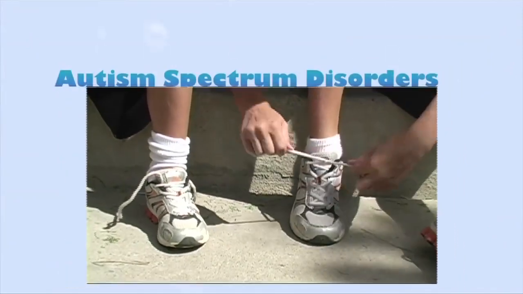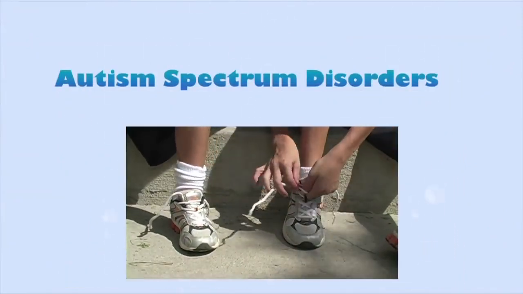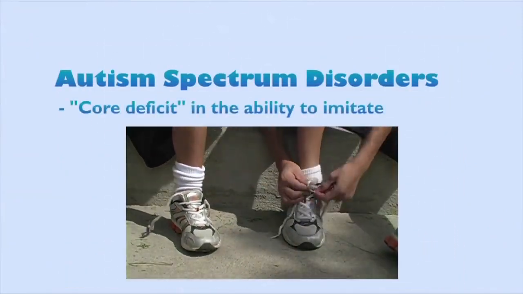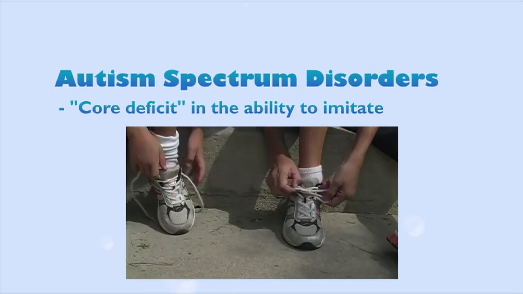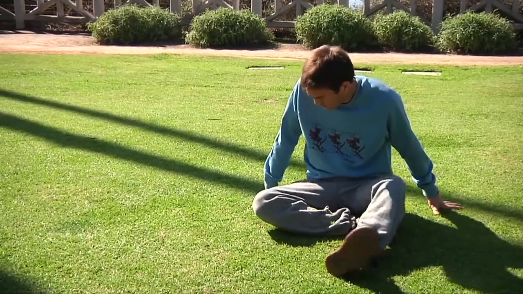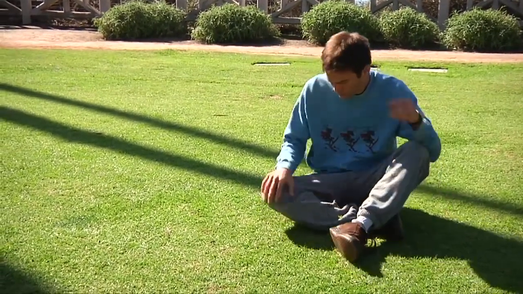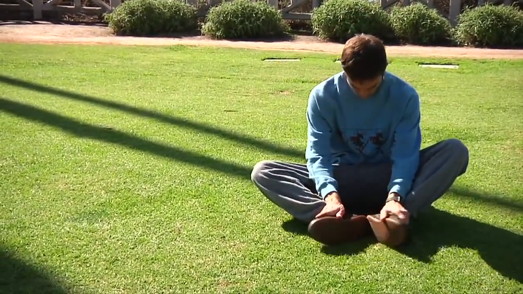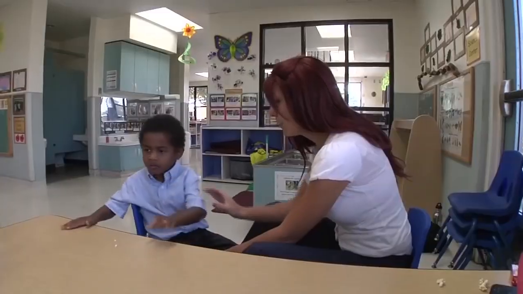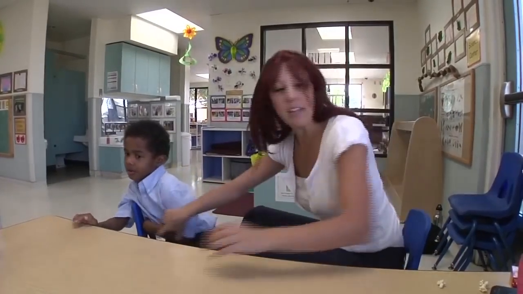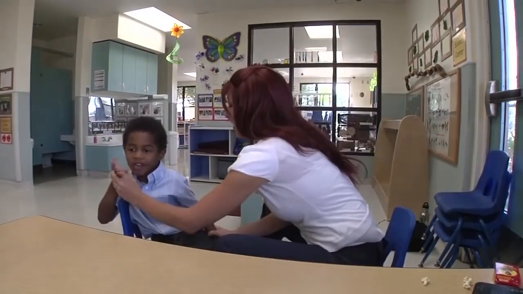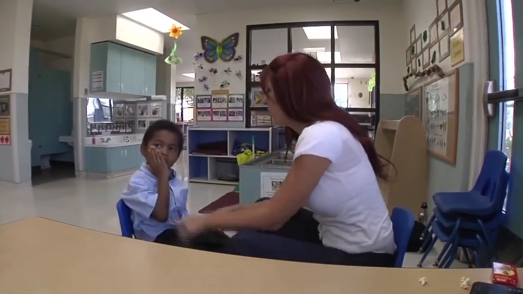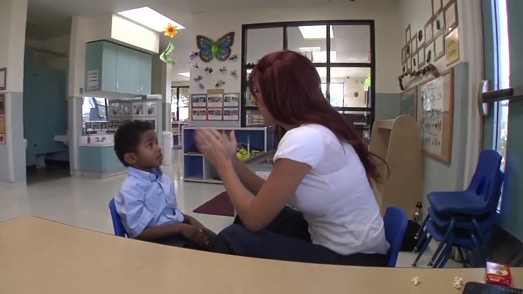Most children with autism spectrum disorders, however, have what has been called a core deficit in the ability to imitate. They often show little interest in the behaviors of those around them and do not often attempt to imitate what they see. Poor imitation skills indicate that the child with ASD is not observing and learning from the world around him. Failure to imitate means that new skills are not practiced, rehearsed, or mastered.